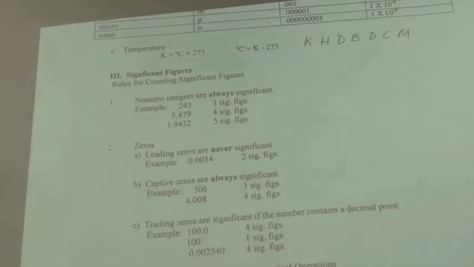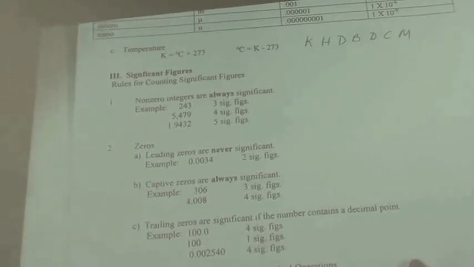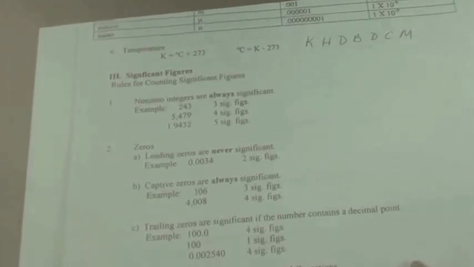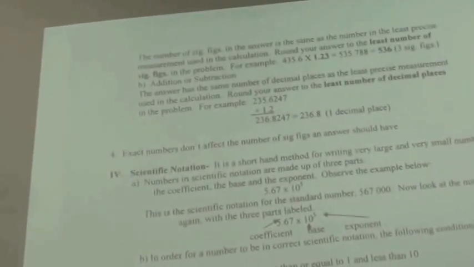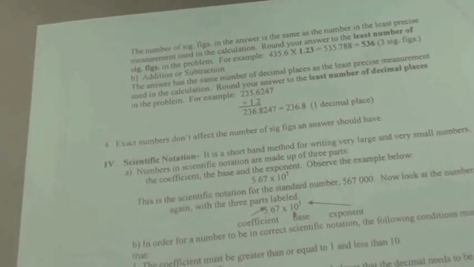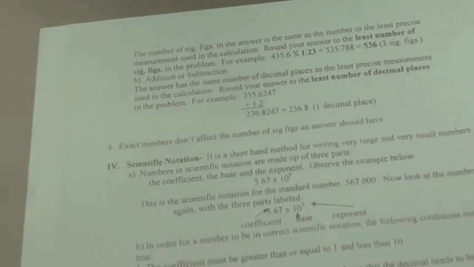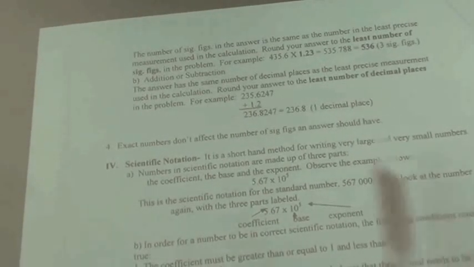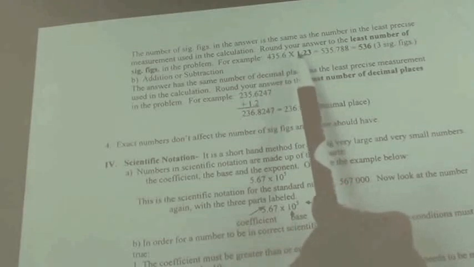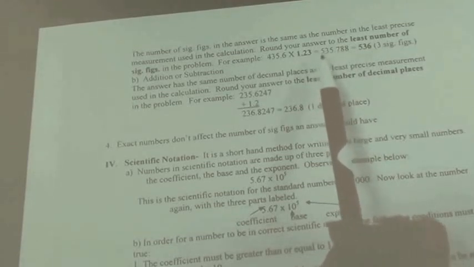Now you're going to have to be doing manipulations of numbers, and you're going to have to keep track of significant figures when you do mathematical operations. Let's talk about multiplication and division. Very easy. The number of sig figs is the same as the least precise measurement used in the calculation. So here we have 4 significant figures here, 3 significant figures here. 3 is less precise than 4, therefore your answer can only have 3.